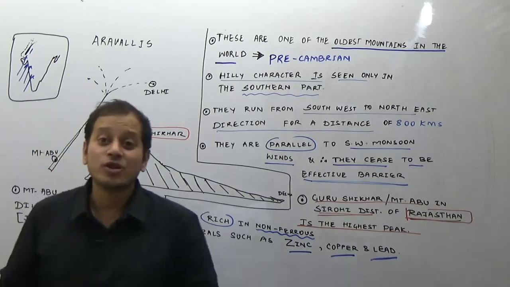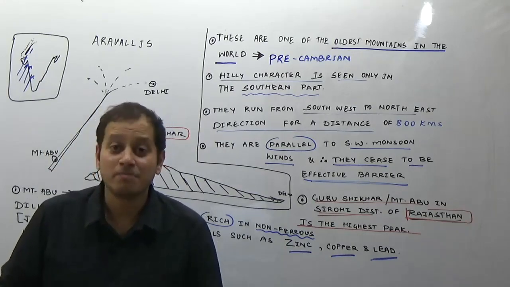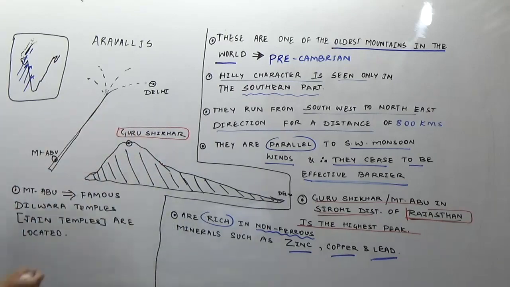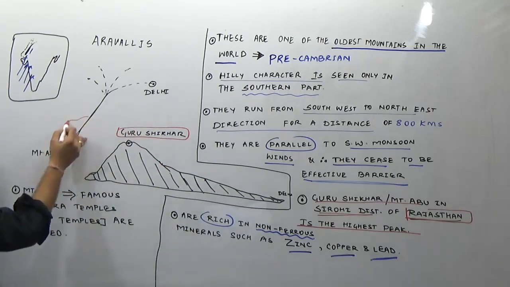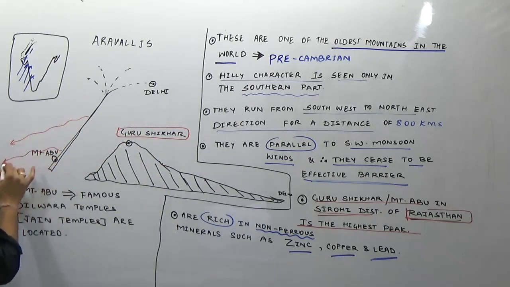Aravallis are also the source of three major rivers which form a part of the inland drainage, though they differ in the places where they originate. In the Aravallis, river Luni originates. In the Aravallis, river Banas originates. In the Aravallis, river Saraswati originates.